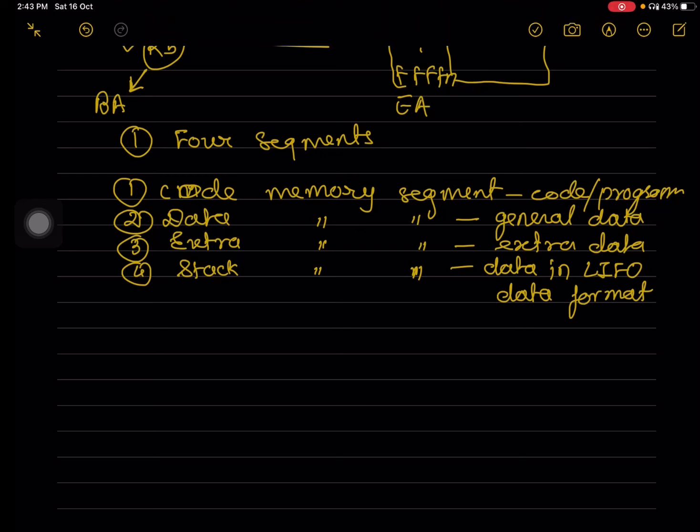So likewise, we have four special memory segments which are used while writing a program: code memory segment for storage of a code or a program, data memory segment for general data storage, extra memory segment for extra data, and stack memory segment for data storage in the stack format or last in first out format.